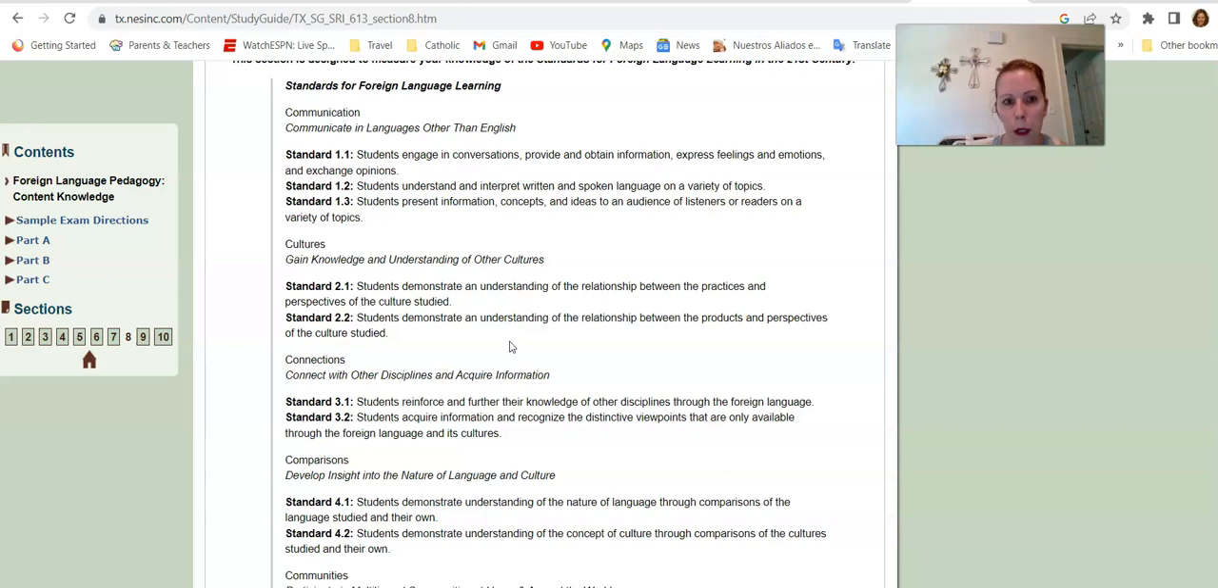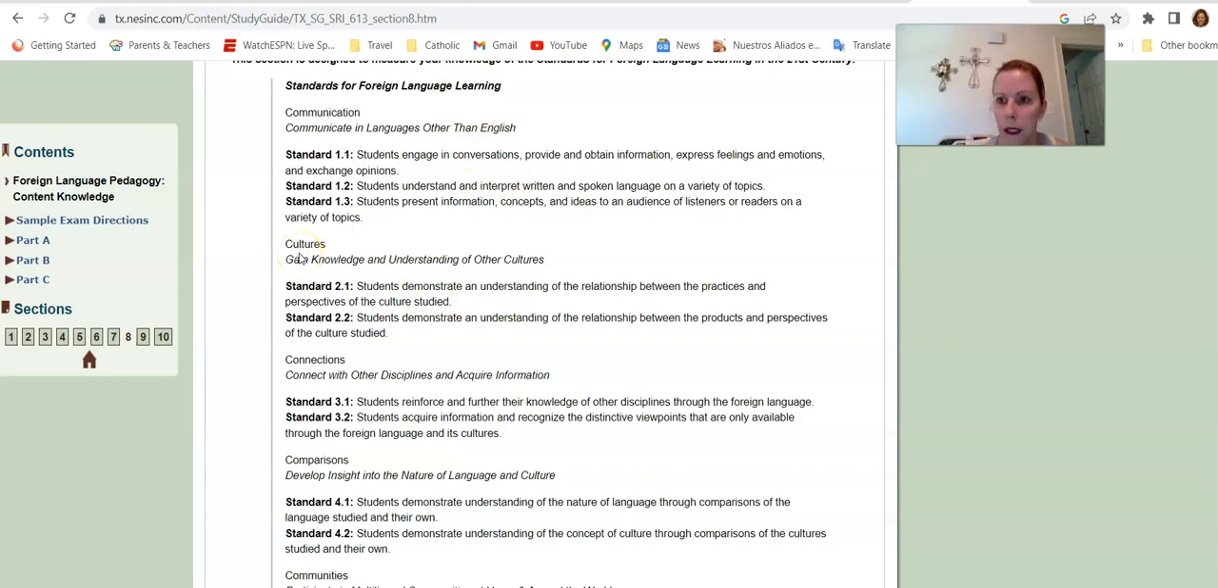as long as everybody's participating. 1.2 is what's called interpretive communication. Students understand and interpret written and spoken language on a variety of topics. Standard 1.3 is presentational communication, what it sounds like, them making a presentation to an audience of listeners. So again, only 1.1 is two-way communication.